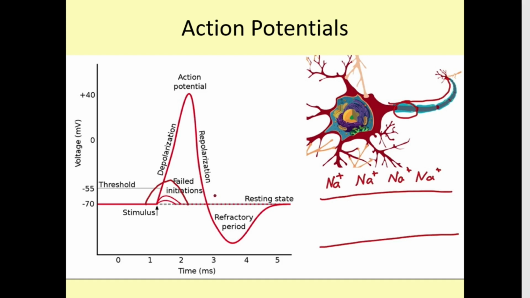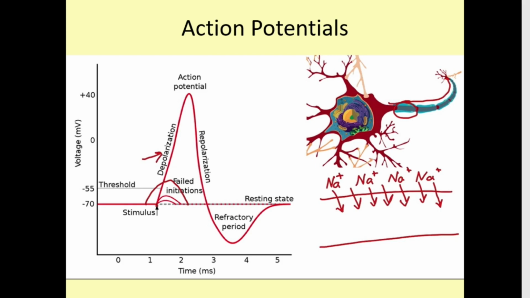When that happens, voltage-gated sodium channels are going to open, and that's going to cause sodium to rush into the cell. Of course, that's going to start at the axon hillock. Sodium is going to rush in, making the membrane potential even more positive, causing more channels to open, more sodium to rush in along the axon. What is that going to do to the membrane potential? You can see right here, this is where we get depolarization.